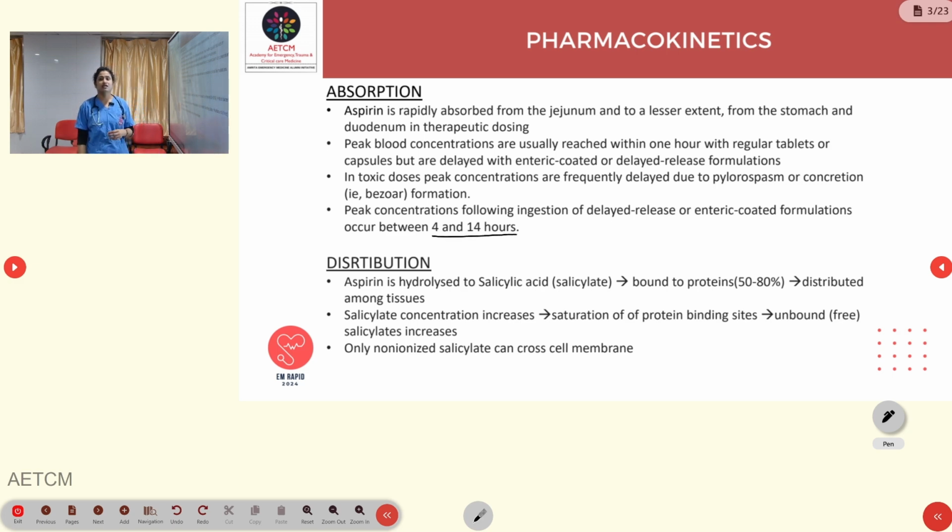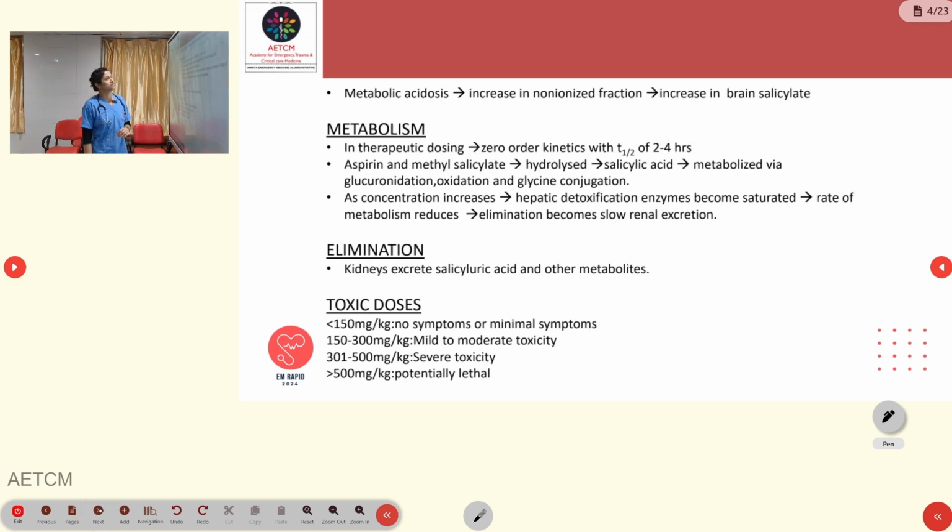Coming to distribution, aspirin is hydrolyzed to salicylic acid, that is salicylate, of which 50 to 80% is bound to proteins, and it is distributed among the tissues. So, as the salicylate concentration increases, the saturation of protein binding sites also increases, and it will result in free or unbound salicylates, and only the unionized salicylate can cross the cell membrane. So, if there is metabolic acidosis, it will increase the non-ionized fraction. So, it will increase the brain salicylate concentration.